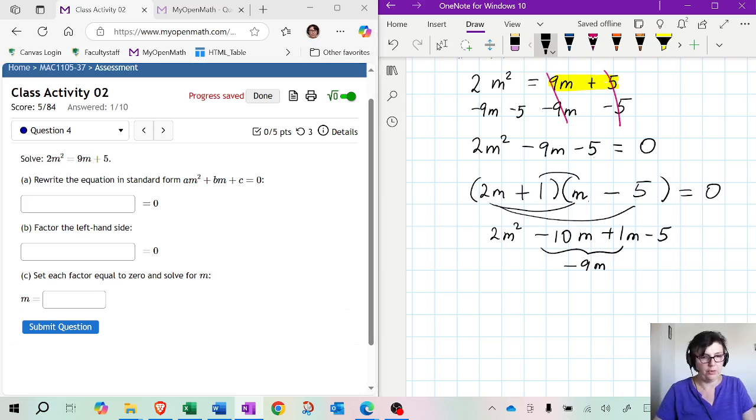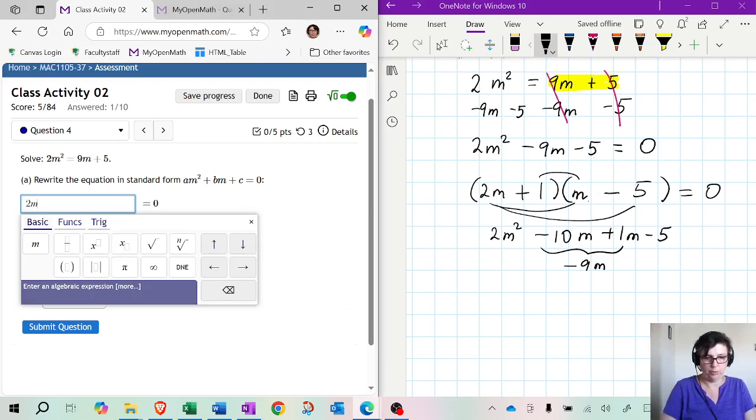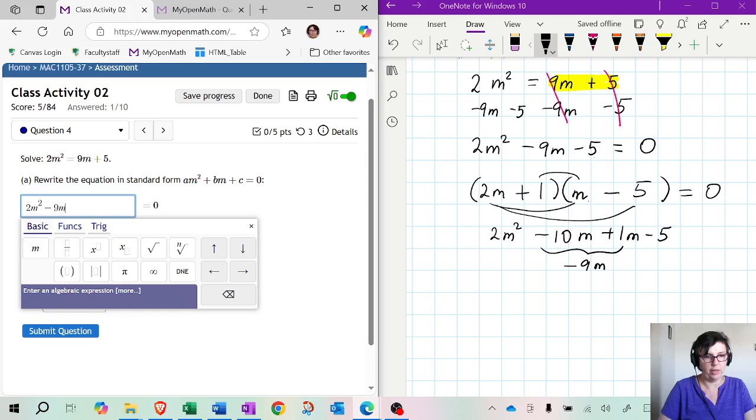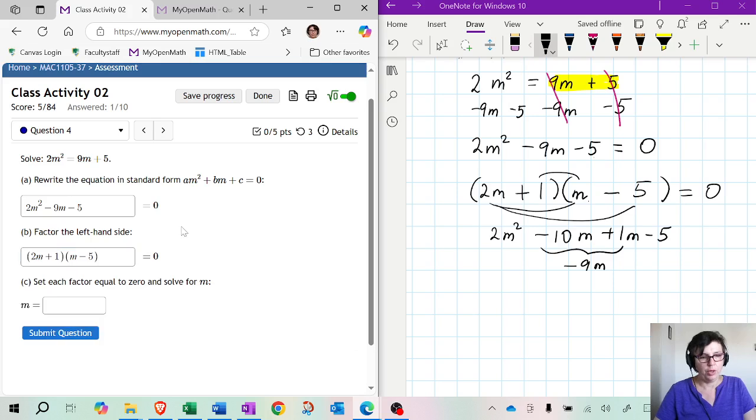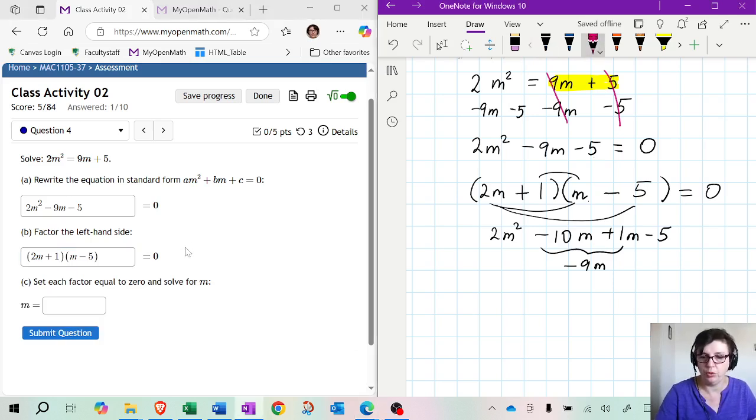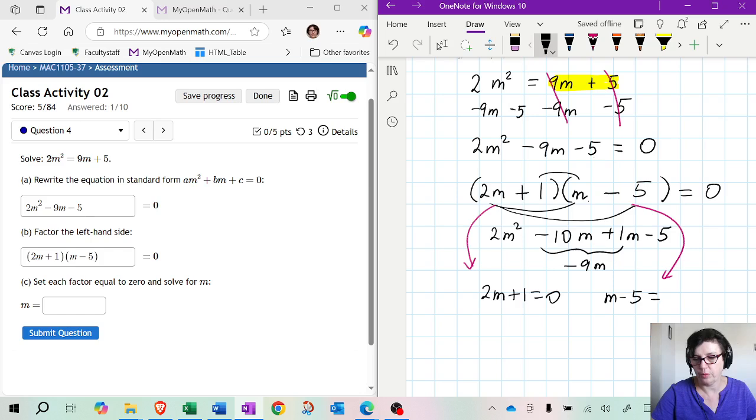Okay, so let's rewrite this here. This would be 2m squared minus 9m minus 5, and we figured it out by just trial and error. So this is (2m plus 1)(m minus 5). Now we are going to separate this equation into two. Whenever we have 0 on the right-hand side and two factors that multiply to 0, that means either the first factor is 0 or the second factor is 0.